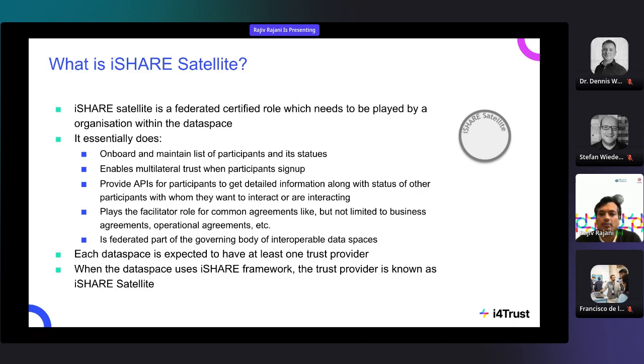But obviously, within a satellite or within a data space, the satellite of that data space facilitates the discovery and the trust aspects for any participant or between the participants of that data space. So how that is done, we will see in a bit with an example of how iSHARE flows work. And as part of that, how you as a participant can trust the other participants within the same network.